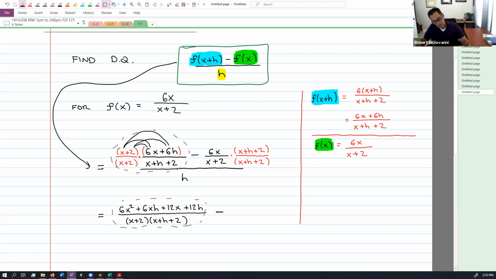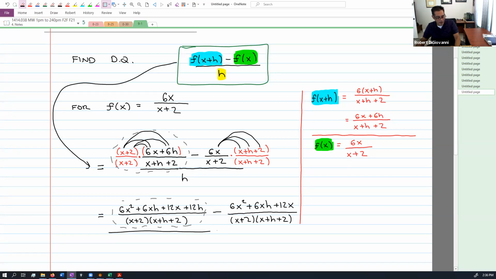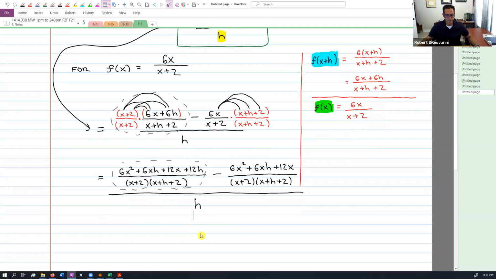Have to subtract from that these multiplied. So I'll pass this 6x through here. I'm going to subtract from that the 6x squared plus 6xh, and then plus 12x. And then all of that is divided by the common denominator. And all of that is divided by h. It's messy, huh? It's messy.